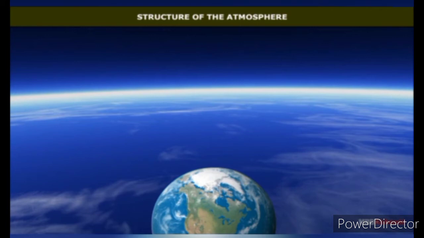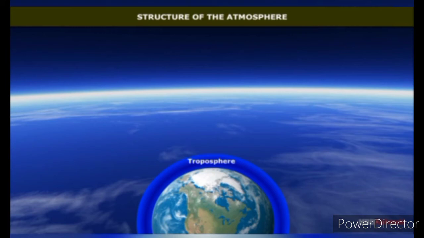Structure of the atmosphere. The atmosphere exists in layers. This layering arrangement is known as structure. Based on temperature, there are 5 layers of the atmosphere, namely the troposphere, stratosphere, mesosphere, thermosphere, and exosphere.